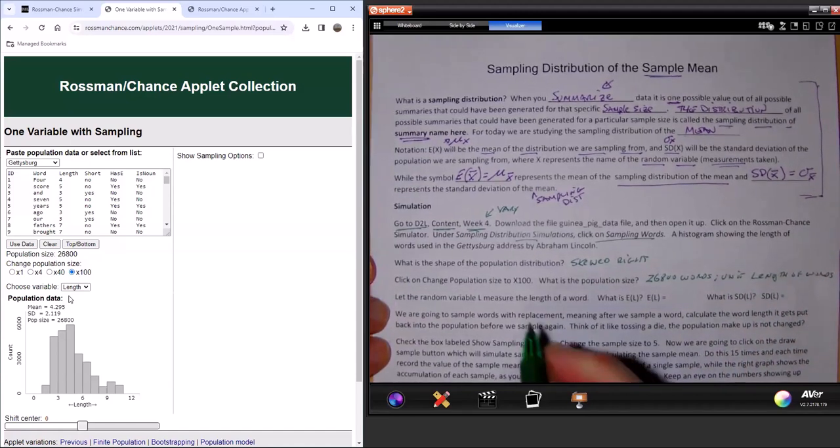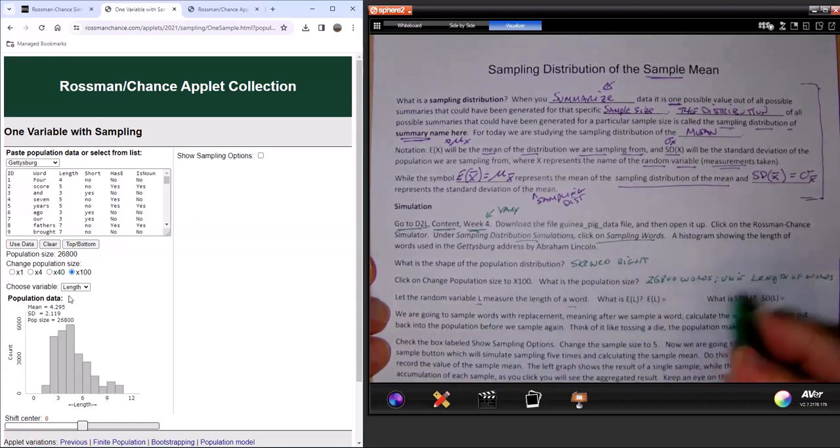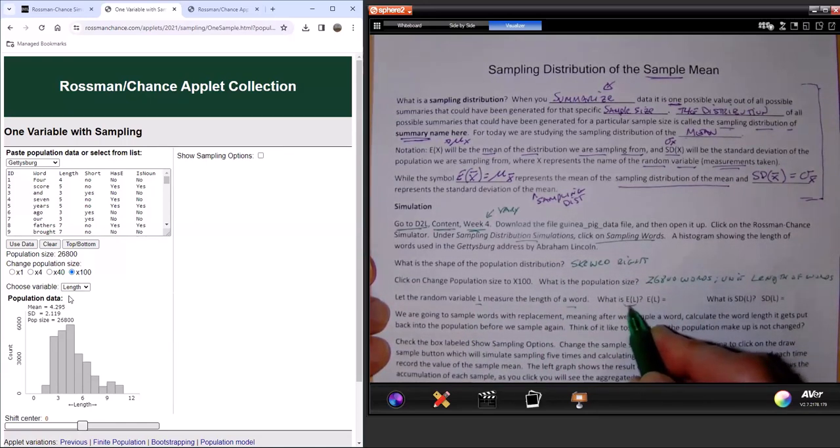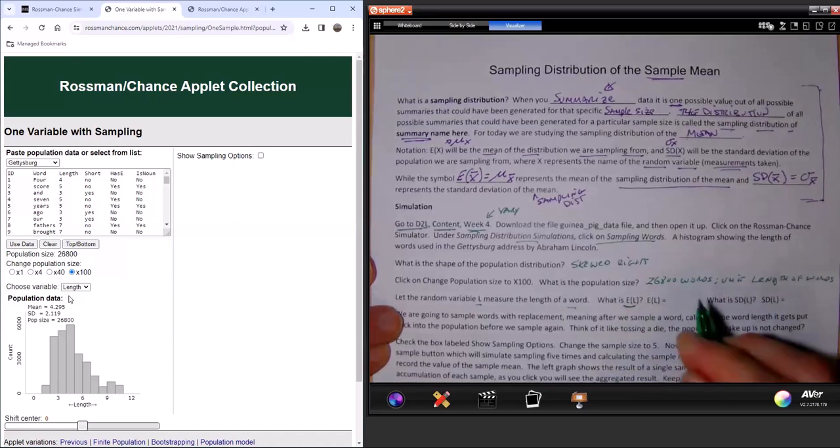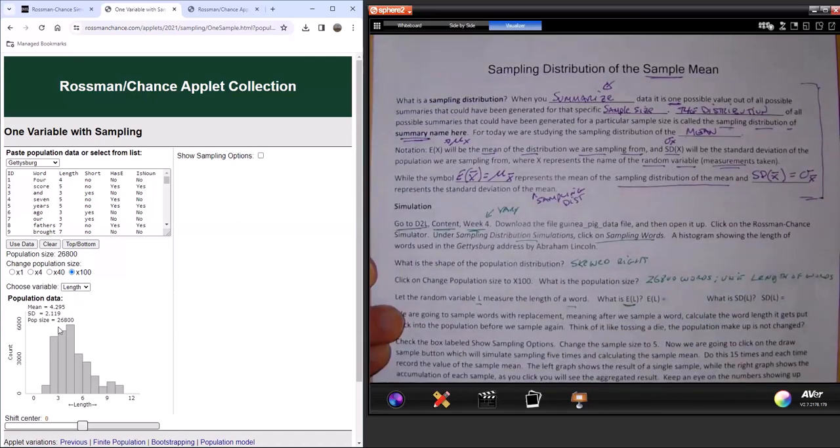So I'm going to let the random variable L measure the length of a word. What is E of L? Using this notation, this is the population mean. So right now, when I look at this histogram, I'm assuming this is my population. As a matter of fact, look at the title. It says population data. So we're saying this is the Gettysburg Address. That's all we care about. The population size is 26,800. So imagine that we took the Gettysburg Address, created 100 versions of these things that are the same ones, and then we cut up all the words and throw them inside a basket.